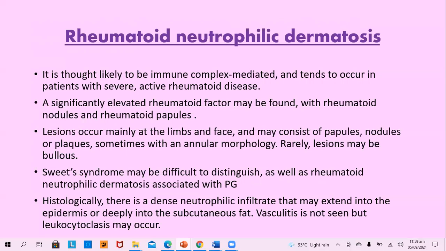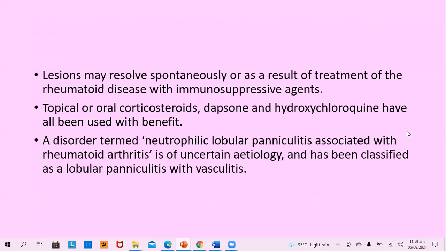Histologically, there is dense neutrophilic infiltrate that extends into the epidermis or deeply into subcutaneous fat. Vasculitis is not seen, but leukocytoclasia is seen. Lesions resolve spontaneously or as a result of treatment of rheumatoid disease with immunosuppressive agents. Topical or oral corticosteroid, dapsone, and hydroxychloroquine have been used with benefit. The term neutrophilic lobular panniculitis associated with rheumatoid arthritis is of uncertain etiology and is classified as lobular panniculitis with vasculitis.